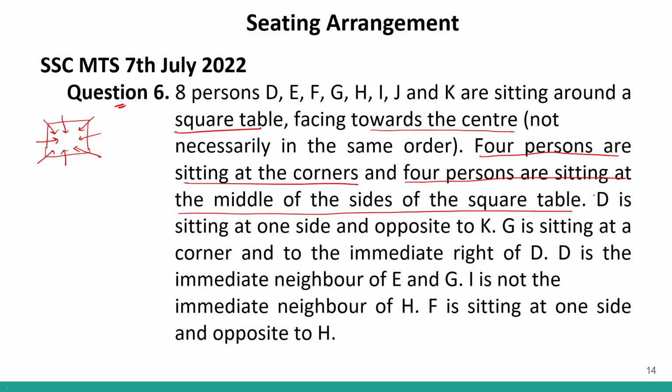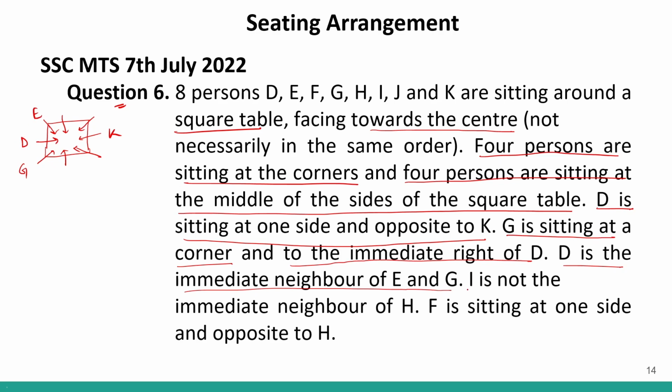Now, D is sitting at one side and opposite to K. So D and K I can place like this. Correct? G is sitting at a corner and to the immediate right of D. So the immediate right of D will be over here. G is sitting over here. D is the immediate neighbor of E and G. So obviously E will come over here because they are immediate neighbors.